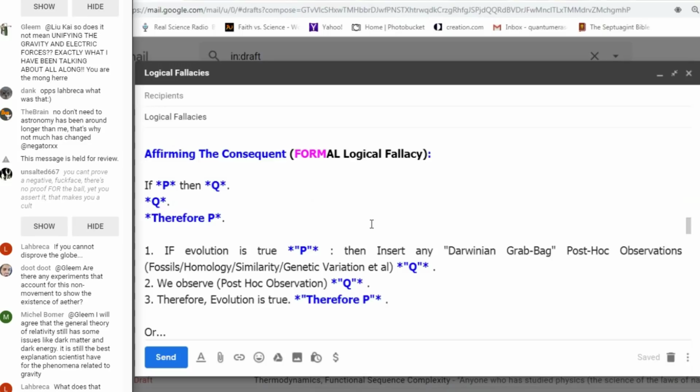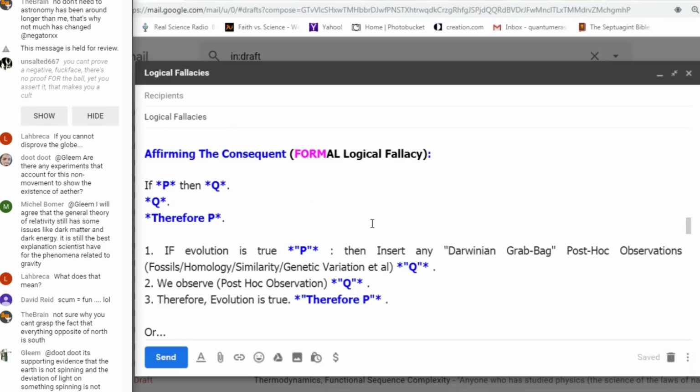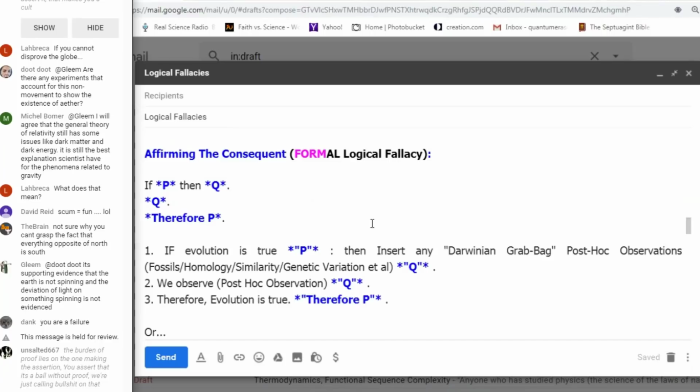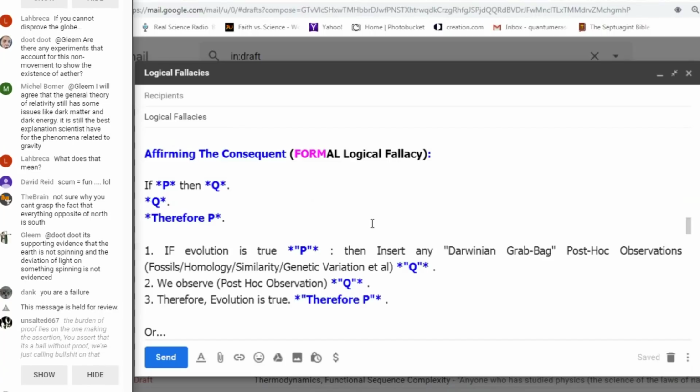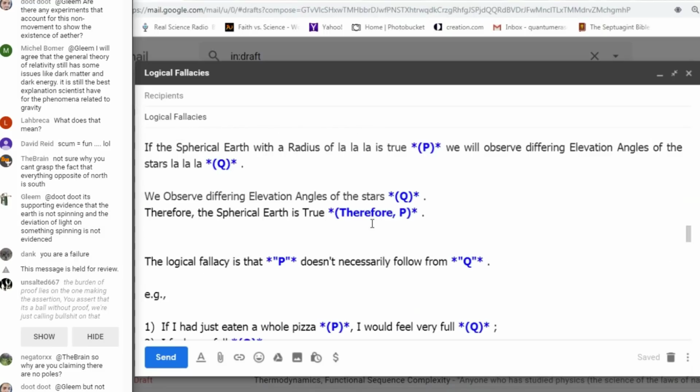Now, in that question, it's really difficult to spot that there's an affirming the consequent formal logical fallacy within that burden of proof reversal. So the logical fallacy would go: if the Earth is a sphere, then you will see star rotation in the southern hemisphere. So if P, then Q. If P, the Earth is a sphere, then Q, we will observe southern star rotation. Q, we observe southern star rotation, therefore P, the Earth is a sphere.